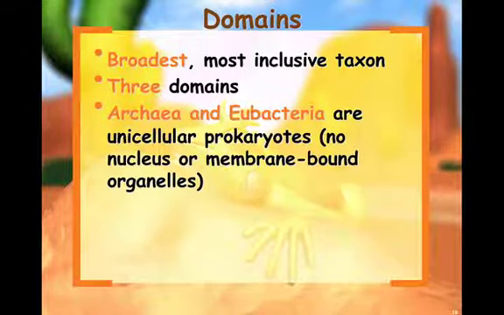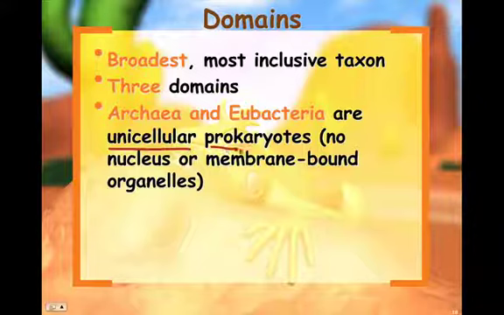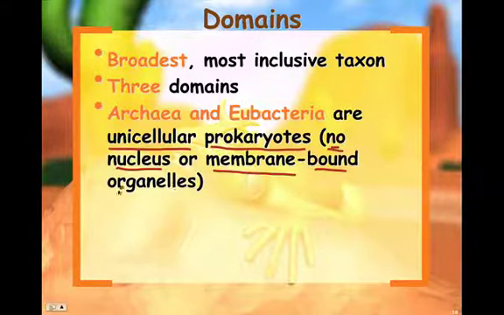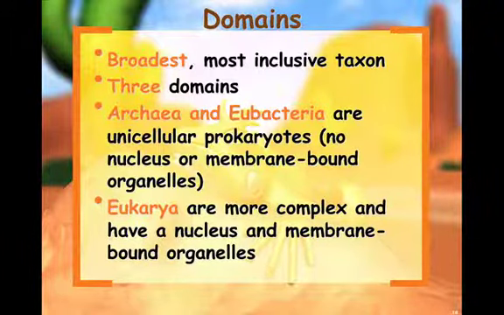Archaea and eubacteria are unicellular prokaryotes. So unicellular means single cell, and prokaryote, once again, just as a review, means no nucleus or no membrane-bound organelles, like a mitochondria or a Golgi apparatus or an endoplasmic reticulum. Those are not in prokaryotes. The third domain is Eukarya, and these are where the more complex organisms are placed. They have a nucleus and membrane-bound organelles.